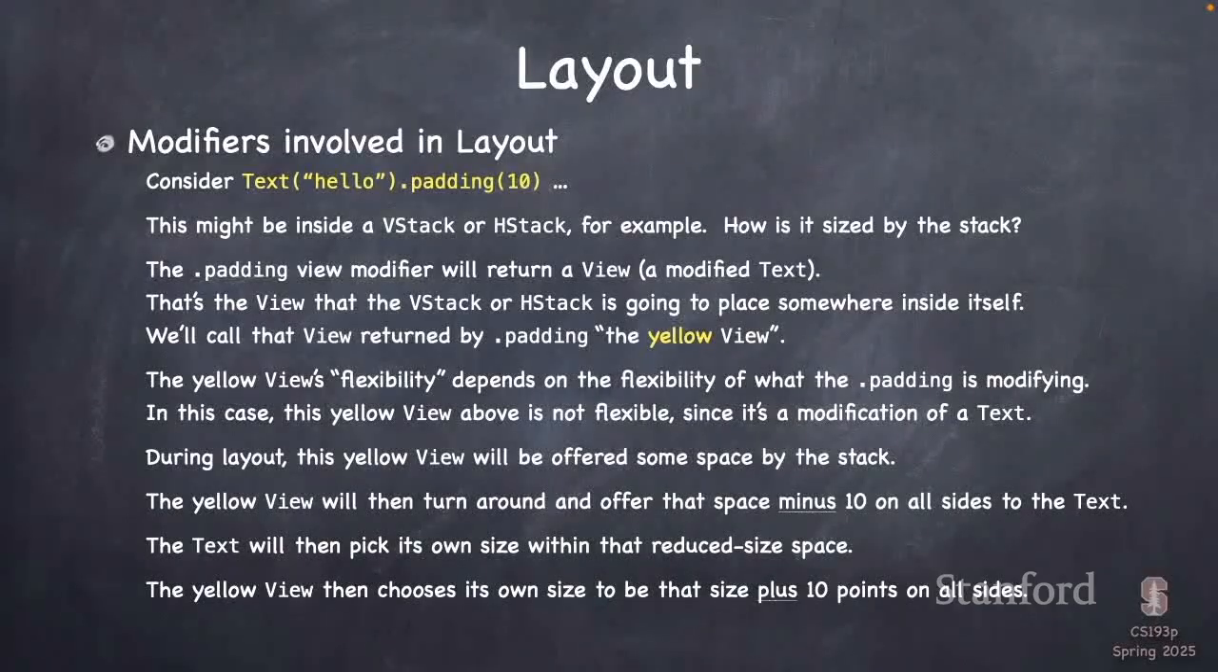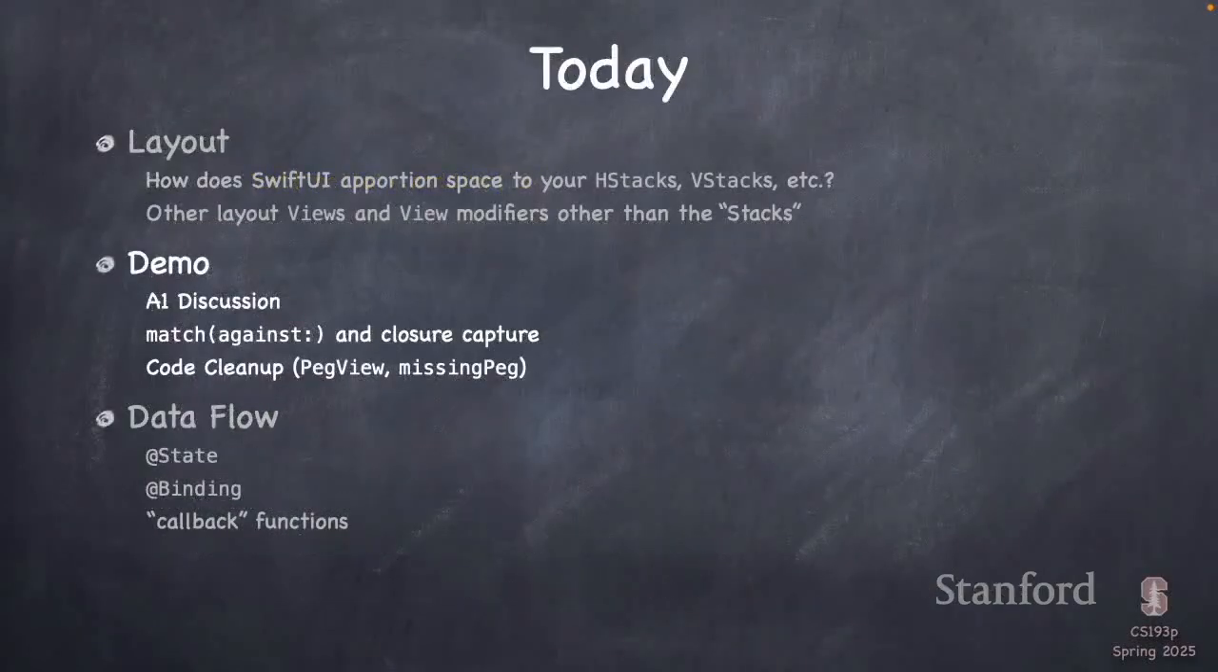So if I had this yellow view inside of a VStack and there was a lot of space to be had, this whole yellow view would still be pretty small. It would just be 10 points bigger than a text would be in there, because it would size itself back down. That's how it plays the game, exactly how you would expect there. So view modifiers can be involved. Now I'm going to go back to the demo here.